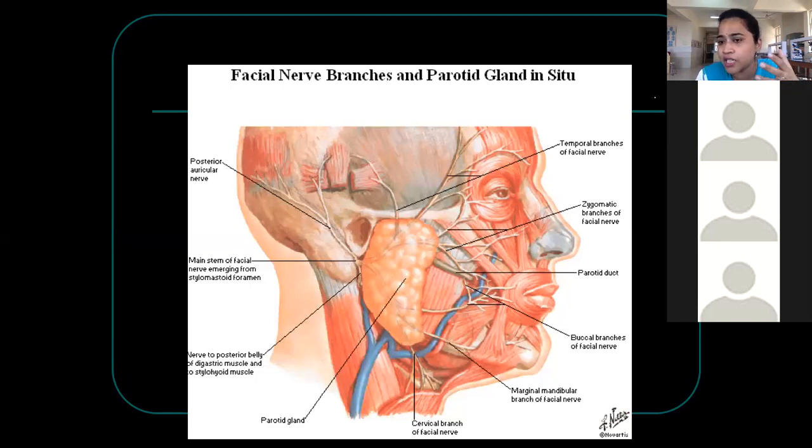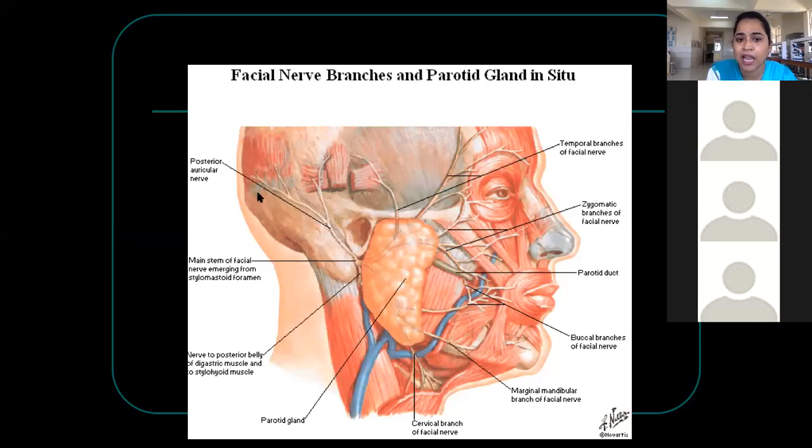Facial nerve enters into the parotid gland and divides into five terminal branches. The facial nerve has so many branches, but right now we are studying the five terminal branches. What are they? The first one, the temporal branch. You can see it in this picture, going above and supplying the frontal bellies.